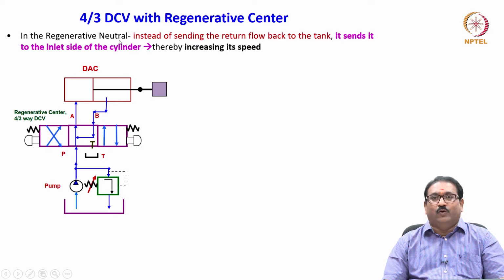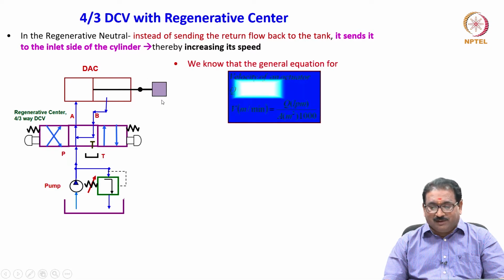In a regenerative neutral, instead of sending the flow back to the tank, it is sent to the inlet side of the cylinder, thereby increasing the speed of the actuator. Let us see it now.